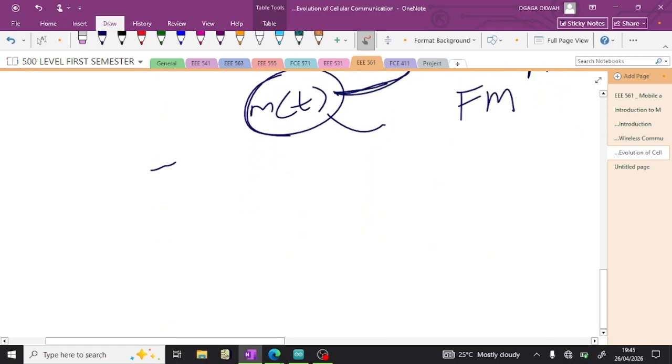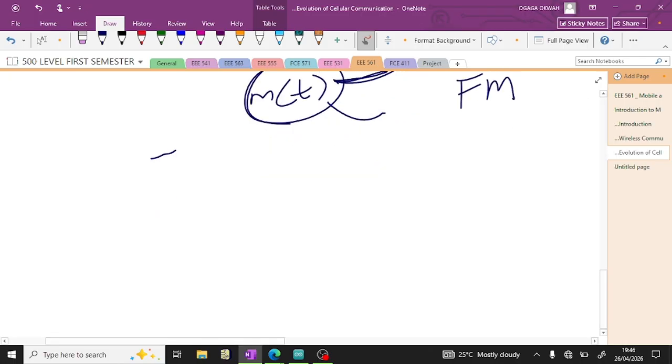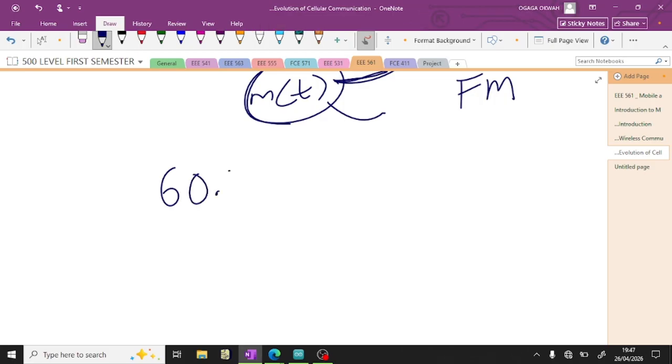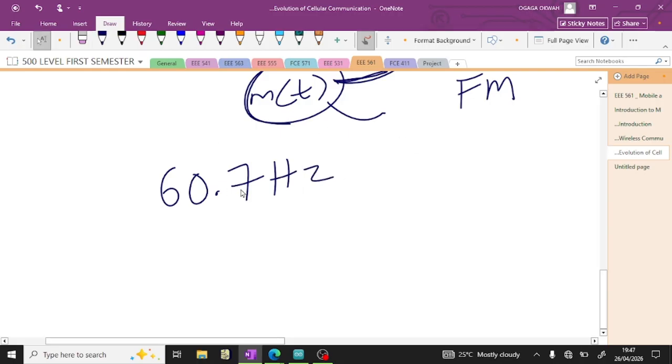The thing is that since we have multiple users, you cannot give one particular frequency. You can't give just one frequency in hertz. Let's say this, 0.7 hertz. Let's use this. This is just one frequency. But we have multiple users. Therefore, we have to divide.